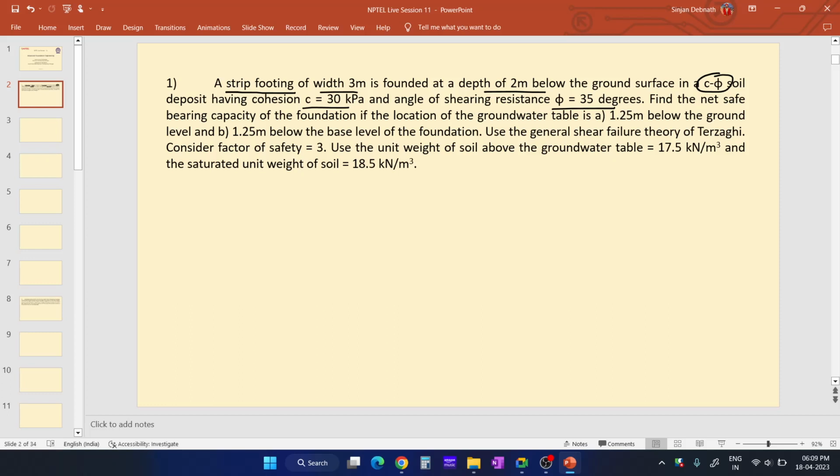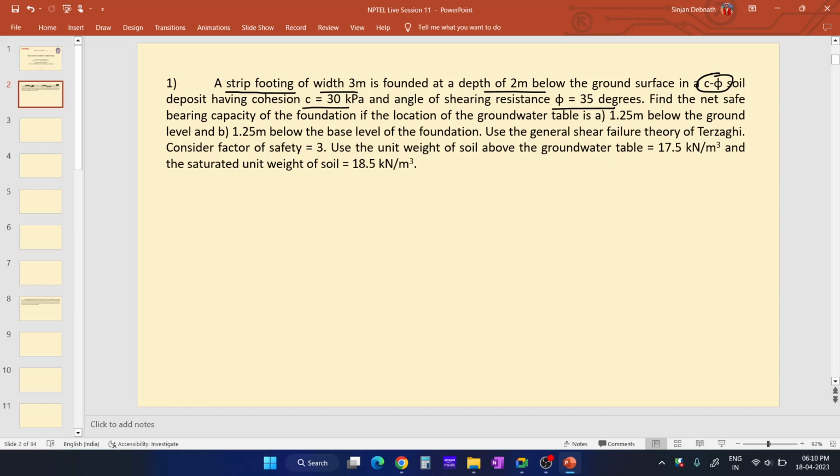Find the net safe bearing capacity of the foundation if the location of the groundwater table is first 1.25 meter below the ground level, and second 1.25 meter below the base level of the foundation. In this question we have been asked to find the net safe bearing capacity of the foundation for two cases. In the first case, the groundwater is 1.25 meter below the ground level, and in the other case the groundwater table is 1.25 meter below the base level of the foundation.